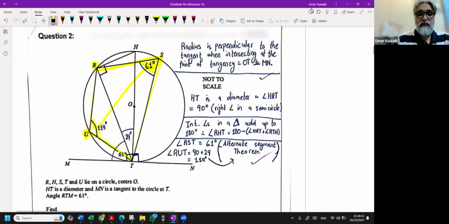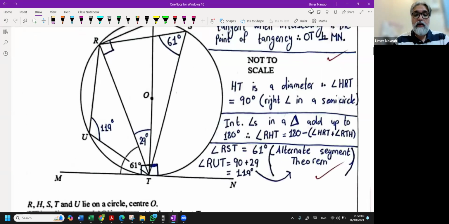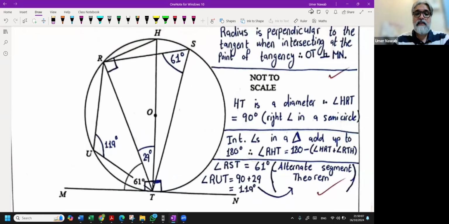Now, the time has come to focus on question number 2. So in question number 2, before I move on and read what the questions and the parts are, let's try to see the diagram and try to figure out what kind of questions the examiner may ask you. Number one, guys, I can see clearly there is a diameter.